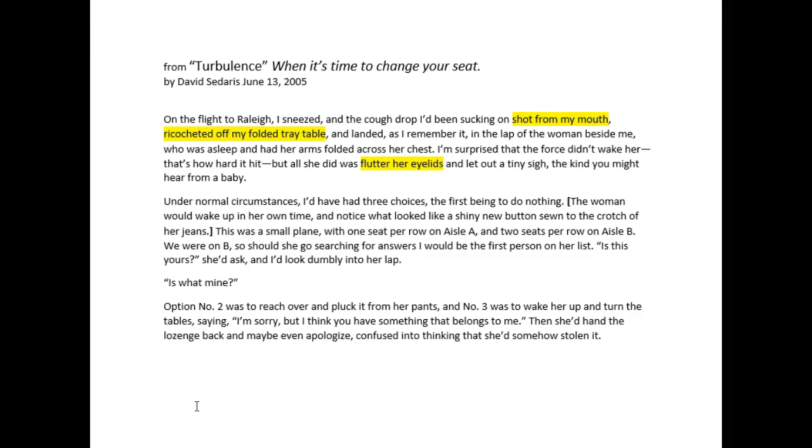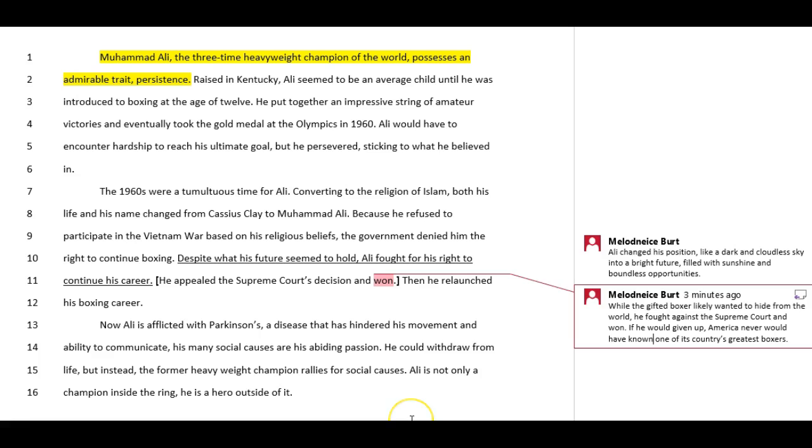So I think I'm going to try to use a hypothetical situation to revise my essay to consider my purpose. Just as a reminder, using hypothetical situations to explain not only engages the audience, it also creates a deeper understanding of the consequences of situations. So, while the gifted boxer likely wanted to hide from the world, he fought against the Supreme Court and won. If he would have given up, America would never have known one of its greatest boxers.